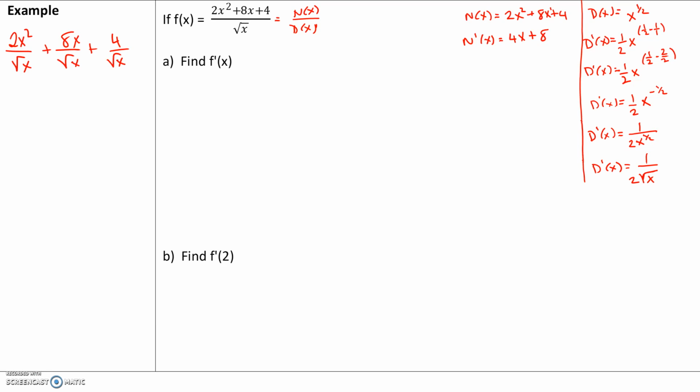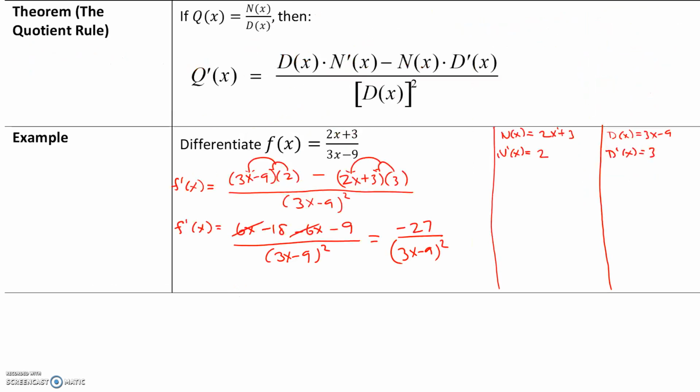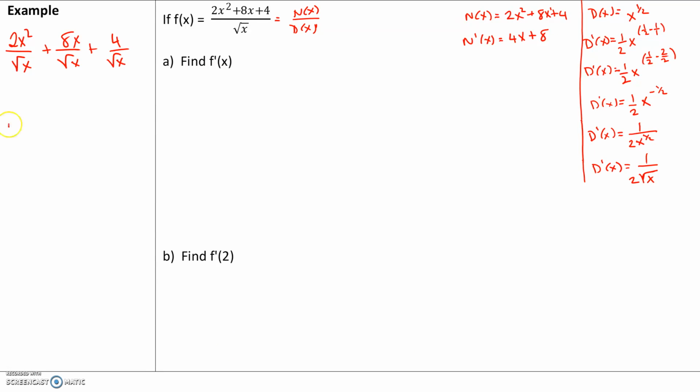Now things are going to be a little more complicated because we are going to be dealing with some fractions, but let's take one step at a time. So our formula is right over here: d of x times n prime of x minus n of x times d prime of x, divided by d of x to the second power. Okay, so let me write that here. We have d of x times n prime of x minus n of x times d prime of x divided by d of x to the second power.